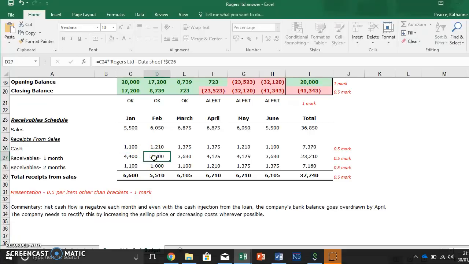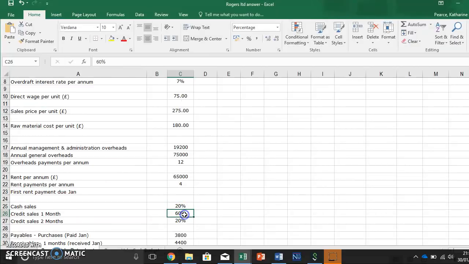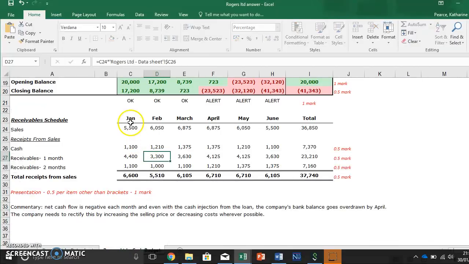The 60% comes in here, because you're saying, I'm going to take my 5,500, so this C24, and multiply it by C26 from my data sheet, which is the 60%. So this multiplied by 20% is cash in the month. This multiplied by 60% is receivables after 1 month. And this multiplied by 20% is receivables after 2 months. So you can see you're filling in a diagonal line of information from this 5,500.